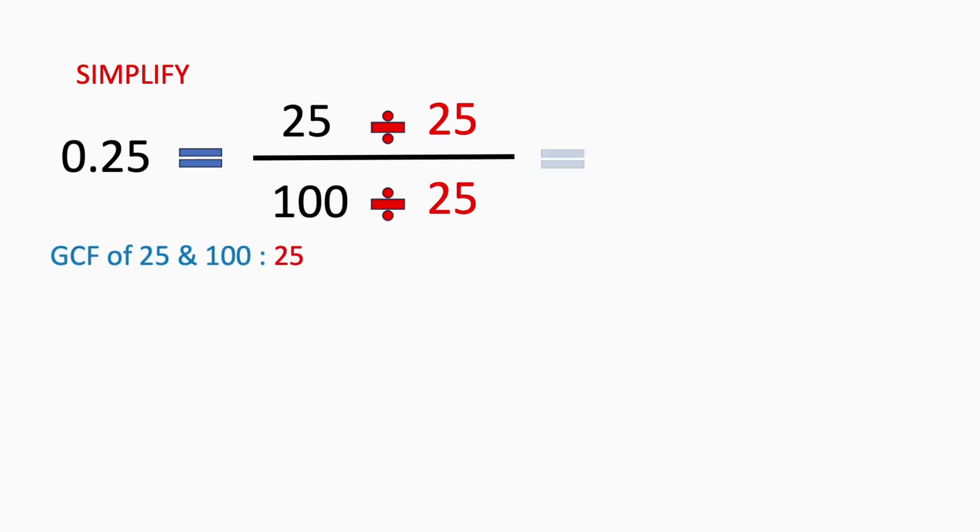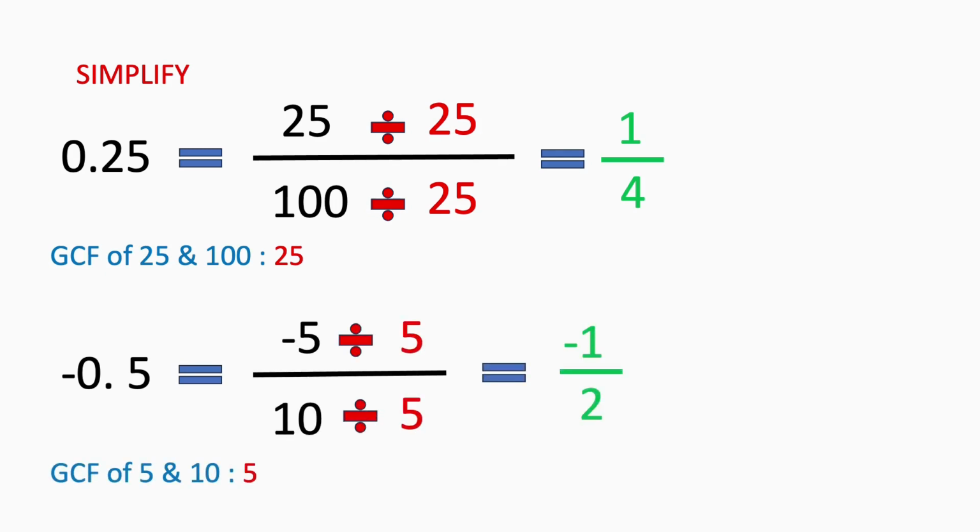Here, I want to tell you how to use GCF to simplify fractions. Let's go back to the 0.25 example, which we converted to 25 over 100. The GCF of 25 and 100 is 25. We know that if we divide the numerator and denominator of a fraction by the same number, the value of that fraction will not change. Therefore, if we divide 25 and 100 by the GCF, the simplified fraction becomes 1 over 4, which is a quarter. And the simplified version of minus 5 over 10 becomes minus 1 over 2.